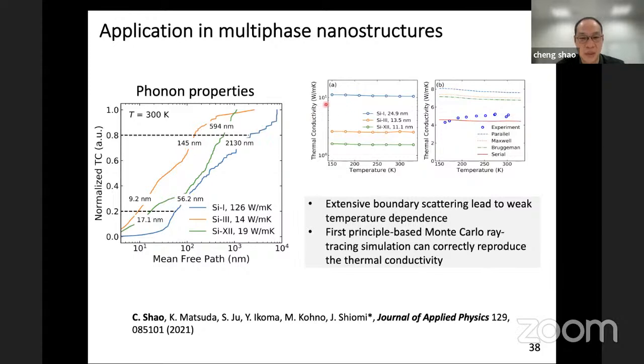We use that as the input parameters to the Monte Carlo ray tracing. After that, we can easily get the effective thermal conductivity of each phase at a different grain size, and with the help of effective medium theory, we can get the overall thermal conductivity of the multi-phase nanostructured silicon, and the predicted result matches well with the experimental measurement. So basically, it's an inexpensive method to predict effective thermal conductivity in nanostructures.